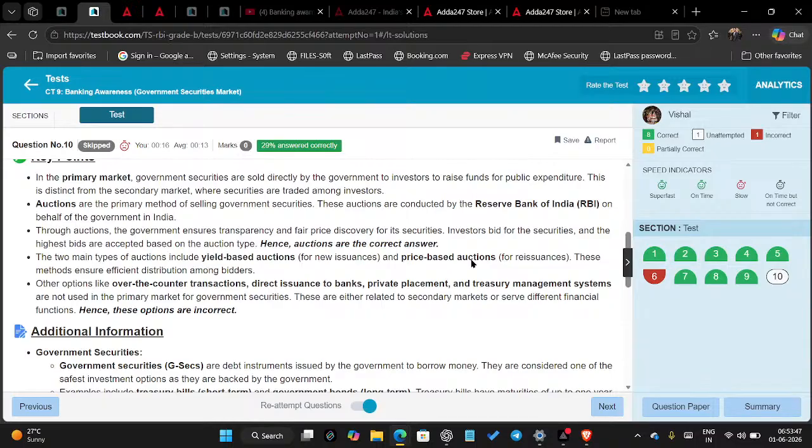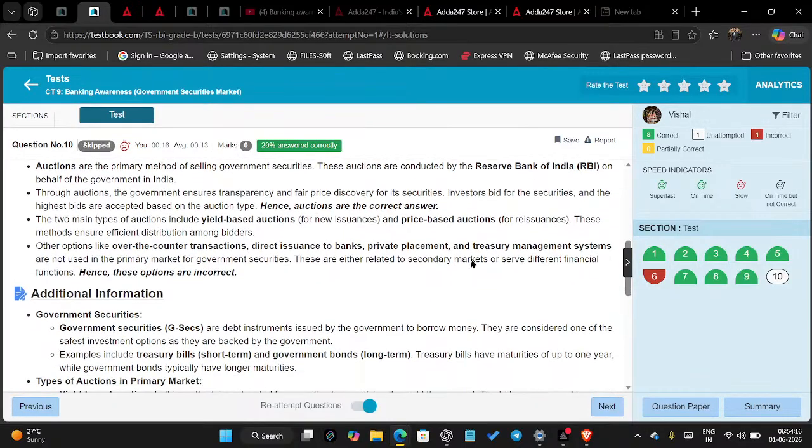Auctions are the primary method of selling government securities. These auctions are conducted by the RBI on behalf of the Government of India. Through auction, the government ensures transparency and fair price discovery for its securities. Investors bid for the securities and the highest bids are accepted based on the auction type. Hence, auction is the correct answer.